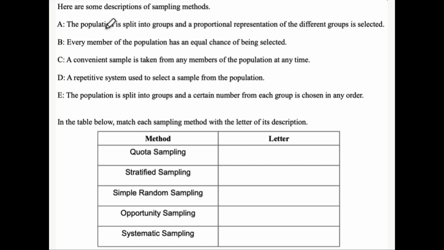So starting with option A, the population is split into groups and a proportional representation of the different groups is selected. So straight off the bat, the fact that a proportional representation, that points towards stratified sampling. So what is an example of stratified sampling?